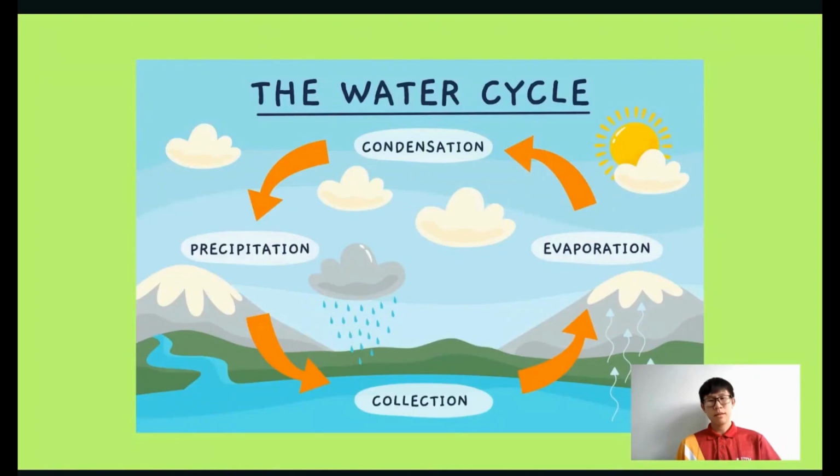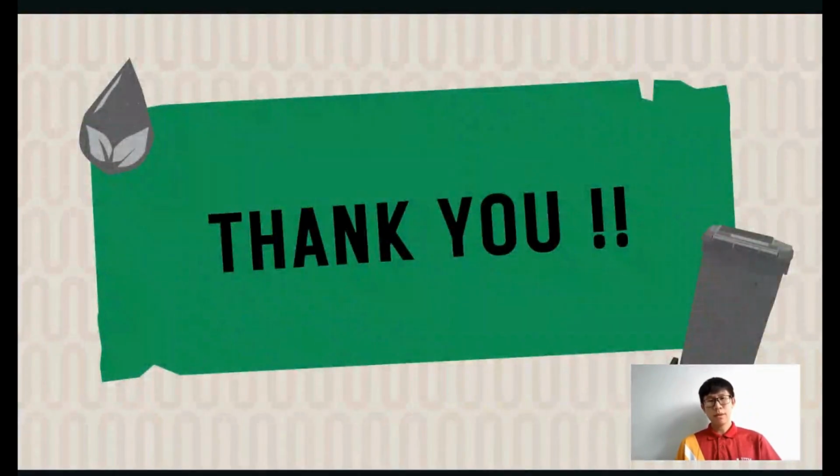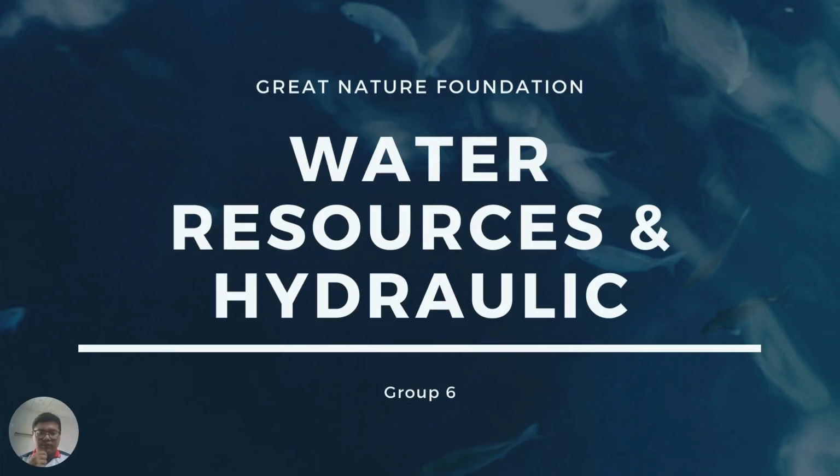this diagram explains the evaporation of water from the sea or lake to the condensation of cloud. When the condensation process reaches a certain rate, the precipitation process will proceed. This process keeps repeating, so it is called the water cycle. Another picture I took from Google also explains the water cycle. That's all for me. Thank you.